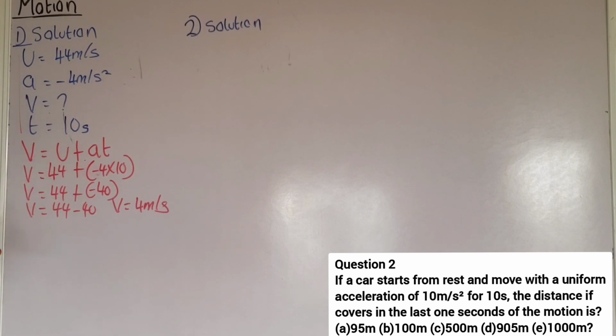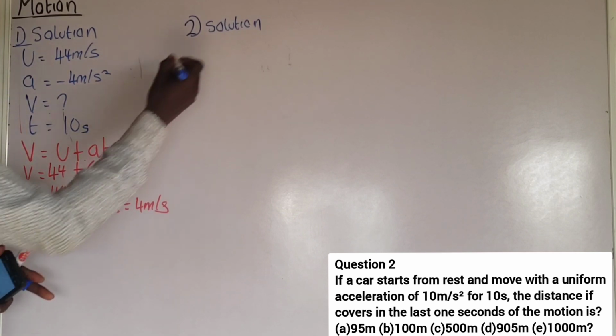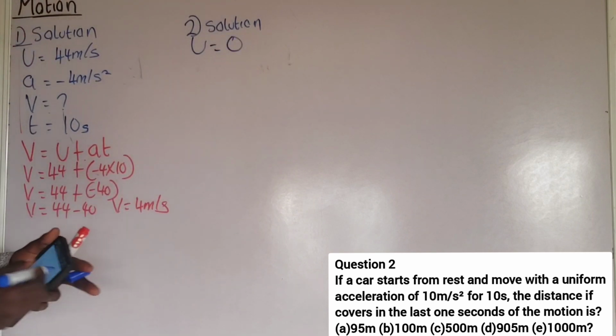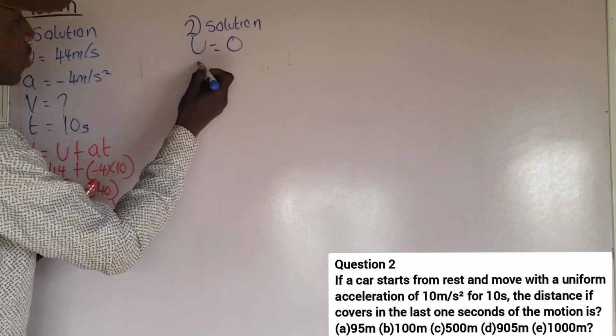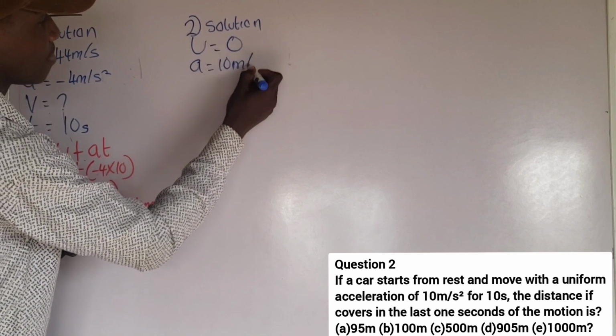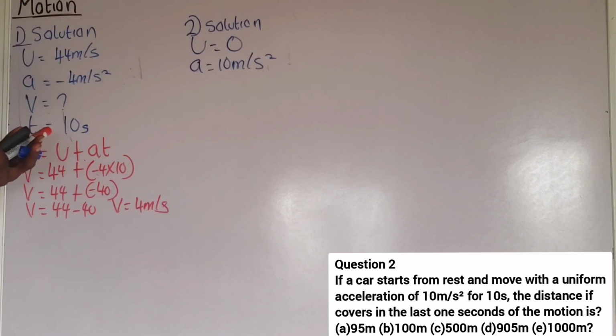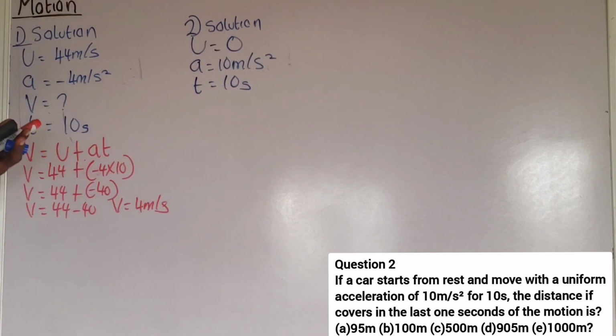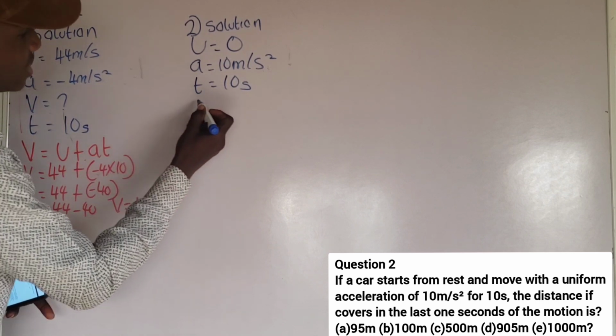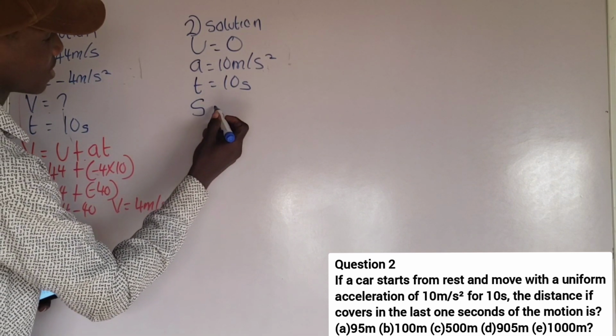So when the car starts from rest, that means that the initial velocity is what? 0. So u equals 0, you understand? And the acceleration that we are given in the question is what? 10 meters per second squared. So a equals 10 meters per second squared. Now, for 10 seconds, so t equals 10 seconds, okay? Now, what next are we given in the question? We are asked to find the distance covered in the last 1 second of its motion. The distance covered in the last 1 second.